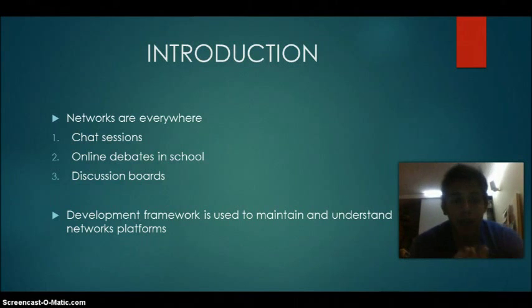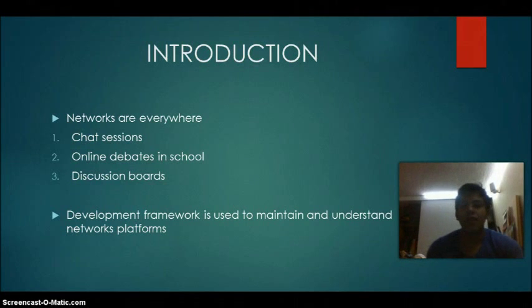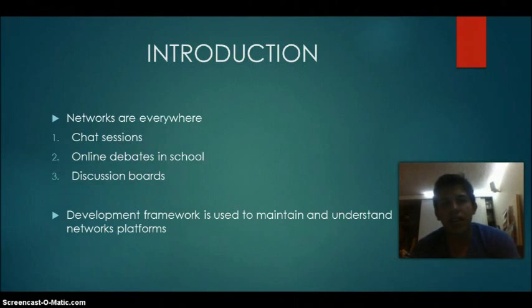And a development framework is used to maintain and understand network platforms. This means that we need to understand and be understood by the other party. So a framework is what helps in this communication process, for us to be understood and for us to understand the other party.